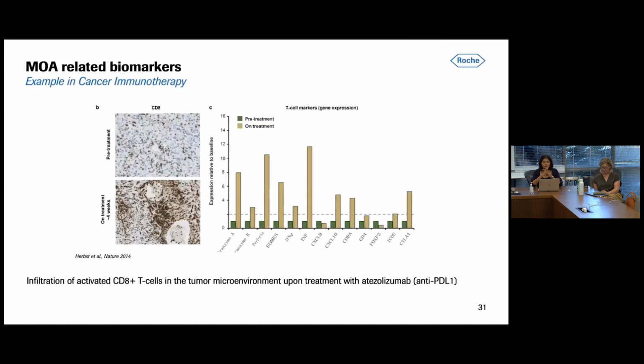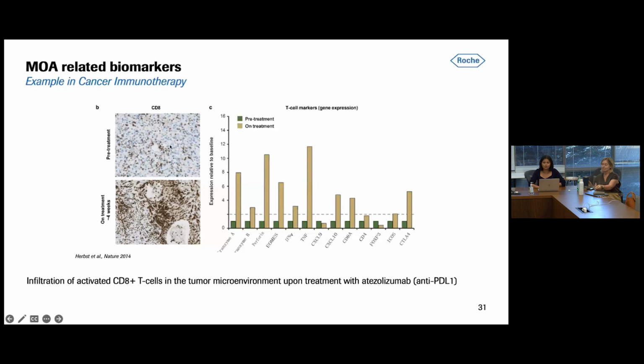So I'm just going to give you, Heleen gave a few examples of drug hits target. I thought I'll just give you a couple of examples on MOA-related biomarkers. An example here is in cancer immunotherapy. This is with a drug called atezolizumab, which is a checkpoint inhibitor, and it blocks the PD-1, PD-L1 interactions that enables your T cells, surveilling T cells, to actually recognize tumor cells and kill them.